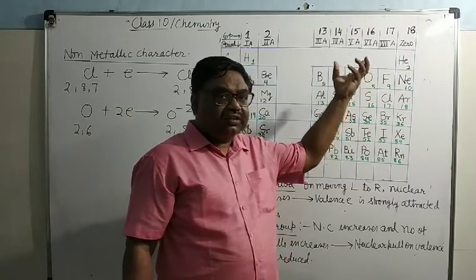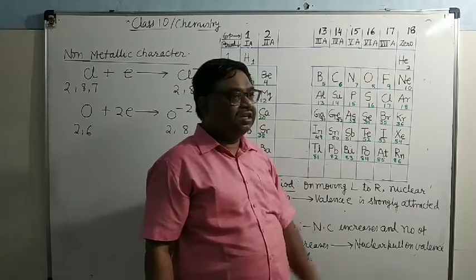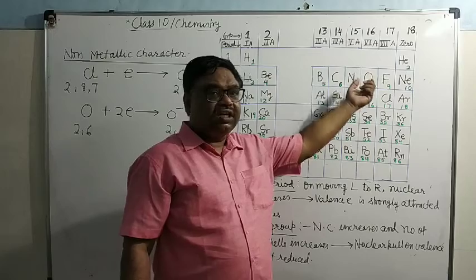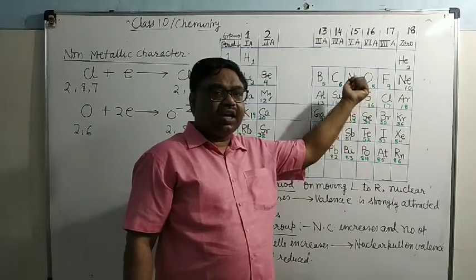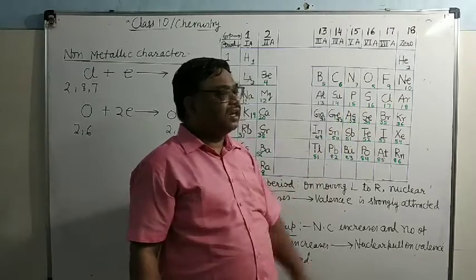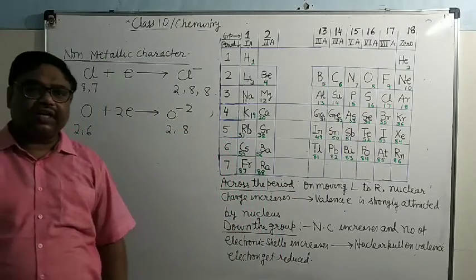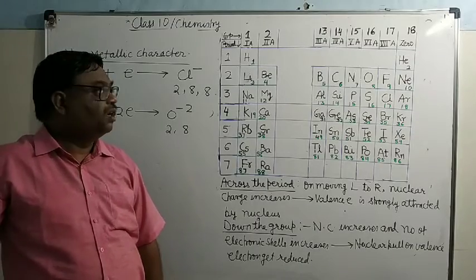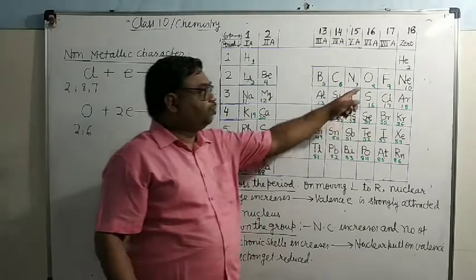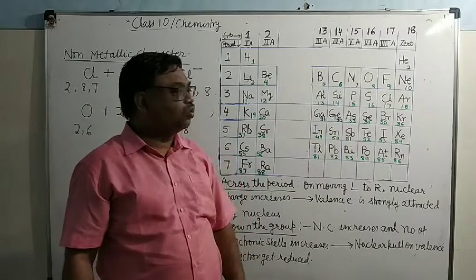फ्लोरीन आसानी से इलेक्ट्रॉन गेन कर लेगा वैलेंस सेल में ऑक्सीजन की कंपैरिजन में. ऑक्सीजन it will accept the electron in the valence cell with more ease than nitrogen. So one which is gaining the electron in the valence cell with the great ease will be more non-metallic. Means what will happen? Fluorine is more non-metallic than oxygen. Oxygen is more non-metallic than nitrogen.